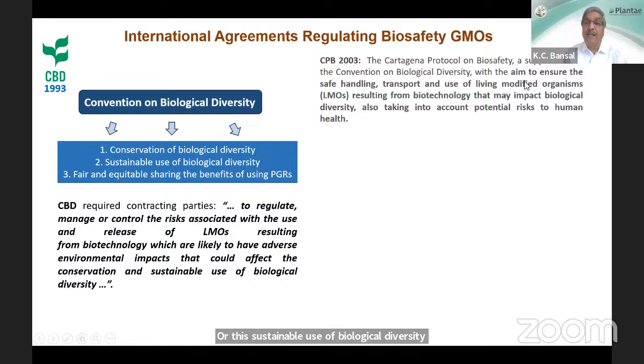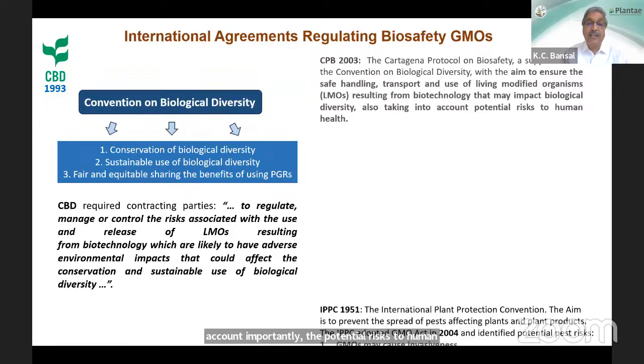So therefore, this Cartagena Protocol on Biosafety came into force in 2003 with the aim to ensure the safe handling, transport, and use of living modified organisms, LMOs, resulting from biotechnology that may impact biological diversity, also taking into account, importantly, the potential risks to human health.